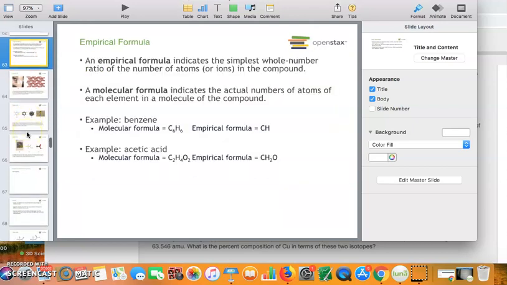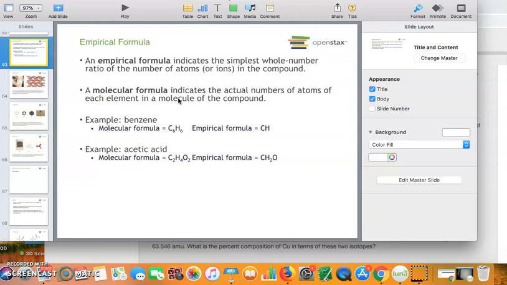All right, now let's define empirical formula. An empirical formula indicates the simplest whole number ratio of the number of atoms or ions in a compound. The molecular formula indicates the actual number of atoms of each element in a molecule of the compound. Basically, when you talk about a molecular formula, that's pretty much what we're going to be talking about this semester.